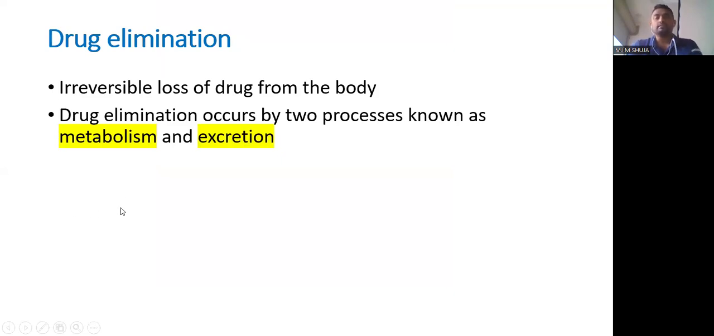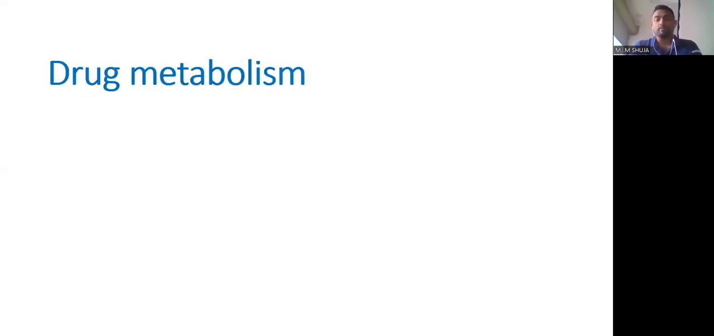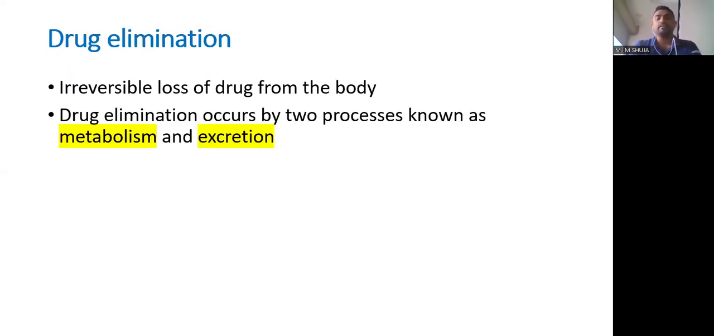So, what is drug elimination? Elimination is an irreversible loss of drug from the body. It has two components, metabolism and excretion. Few drugs get metabolized and then excreted. Very few rare drugs, you have to remember the names, are without any metabolism; they are directly excreted via the renal or GI tract.